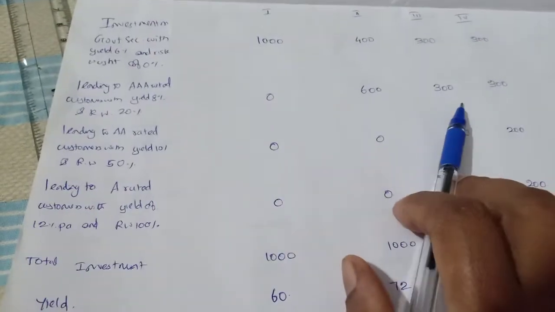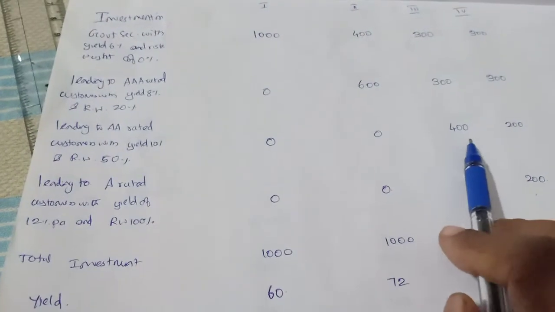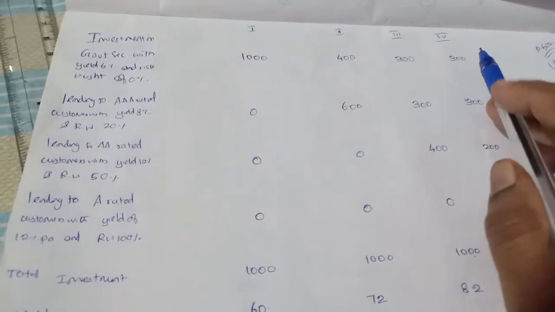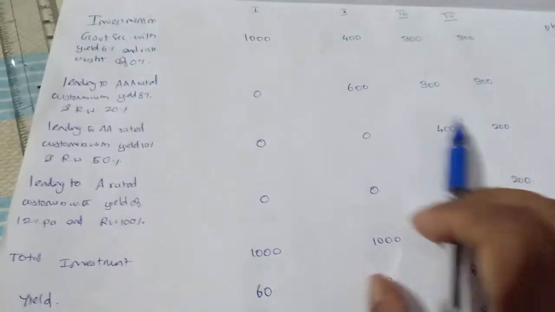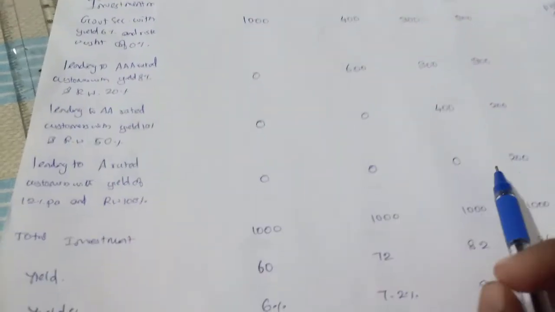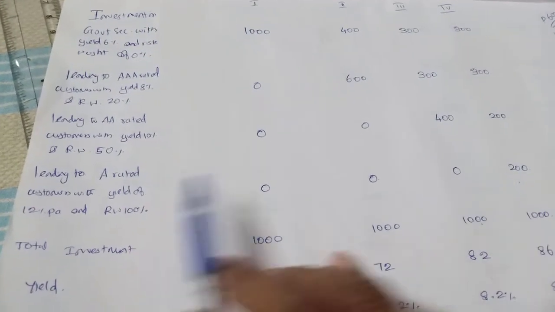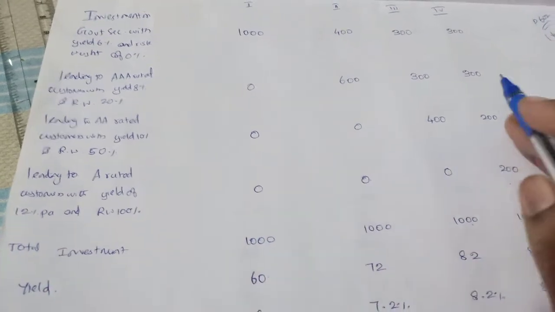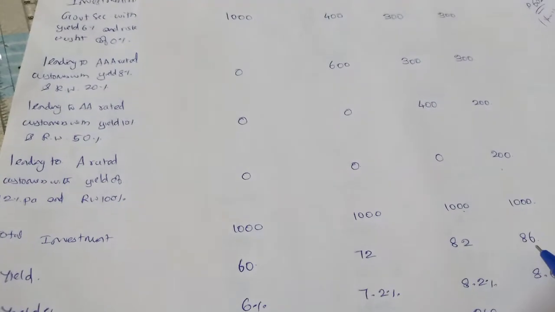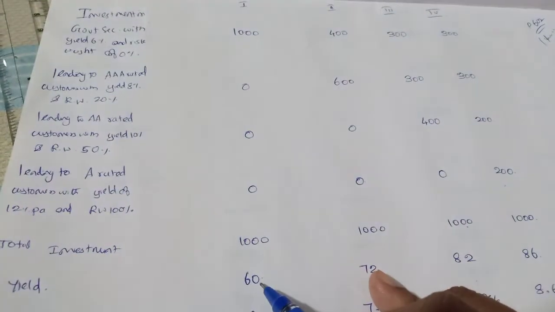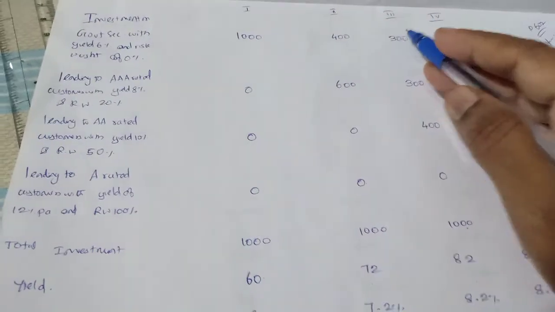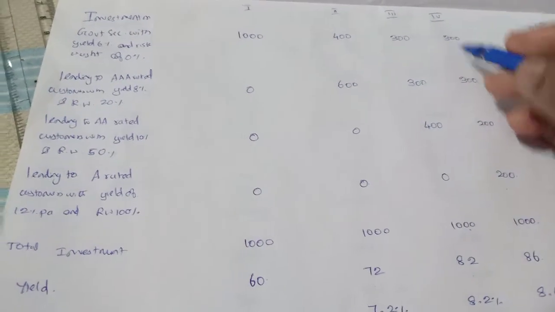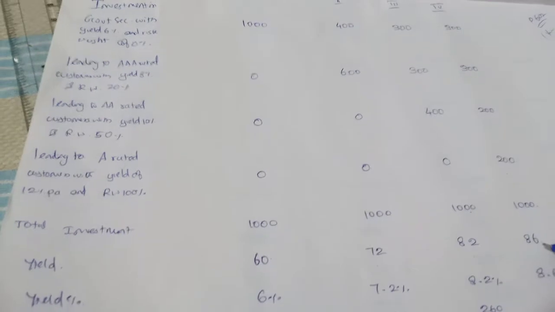The next option is 300 into 6 by 100 plus 300 into 8 by 100 plus 400 into 10 by 100, which gives 82. And the next option is 300 into 6 by 100 plus 300 into 8 by 100 plus 200 into 10 by 100 plus 200 into 12 by 100, which gives the yield as 86. So the yield for the first option is 60, the second is 72, the third is 82, and the fourth is 86.